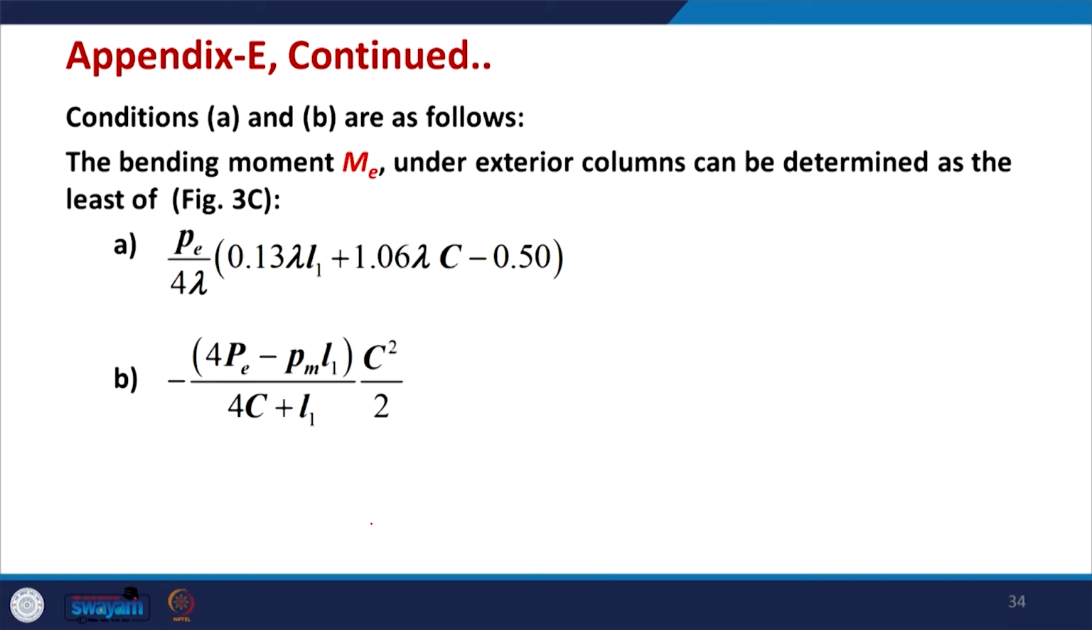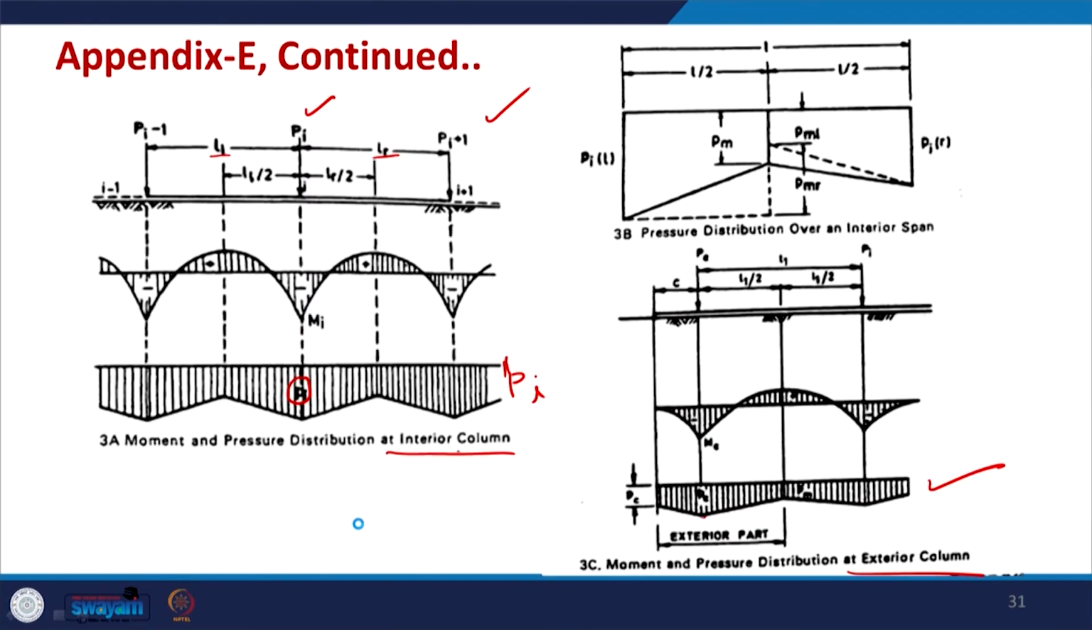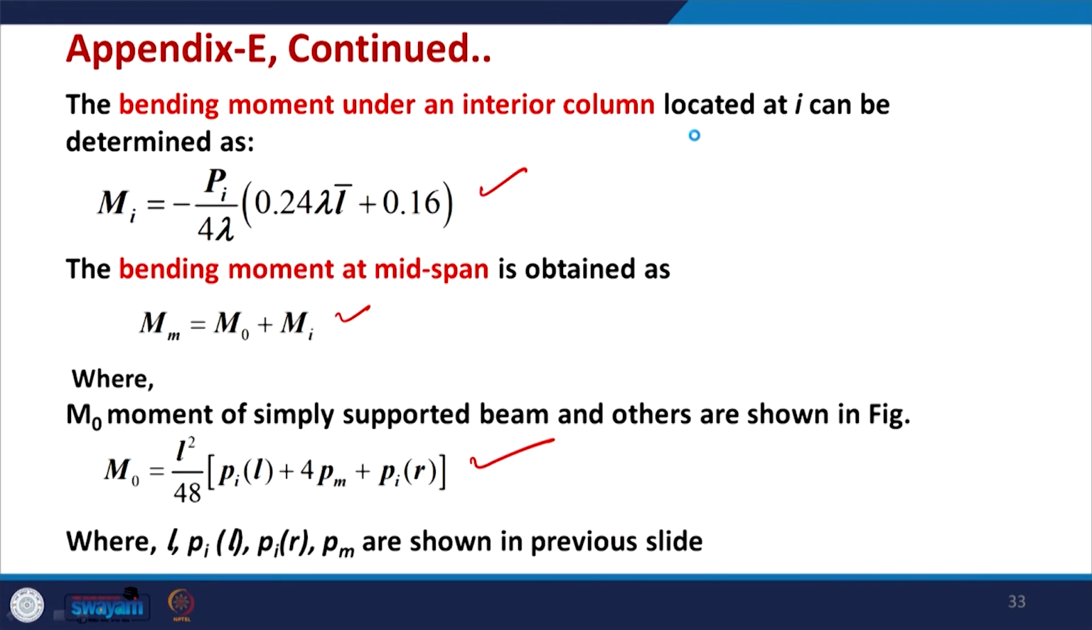Here, this has been shown in this figure, that you have one for the left side, another for the right side. So, you have L for the left side, R for the right side, and the Pm value is in between. So, once you have PIL, 4 times Pm and PIR, then divided by 48 into L square, this will give the moment. Once m naught is known from this equation, then we get the total moment using m naught plus Mi.